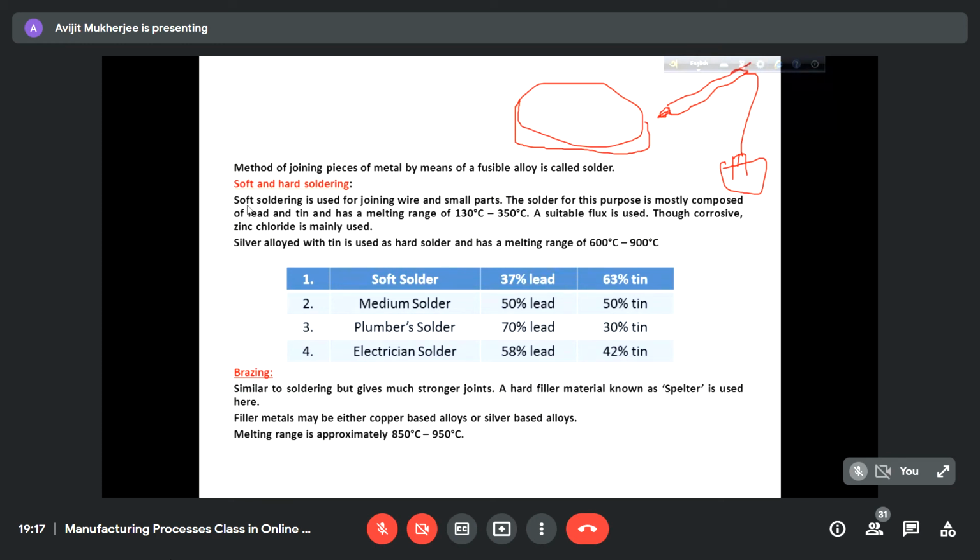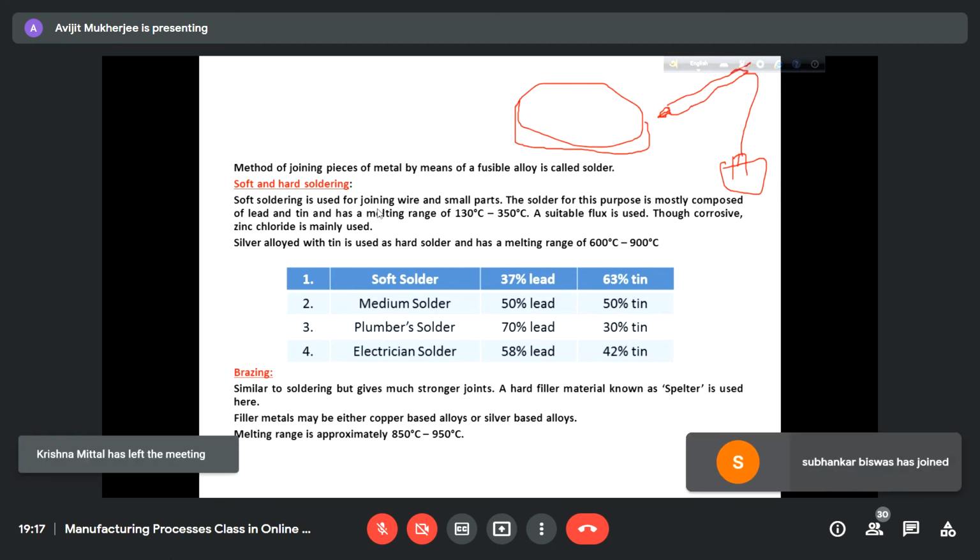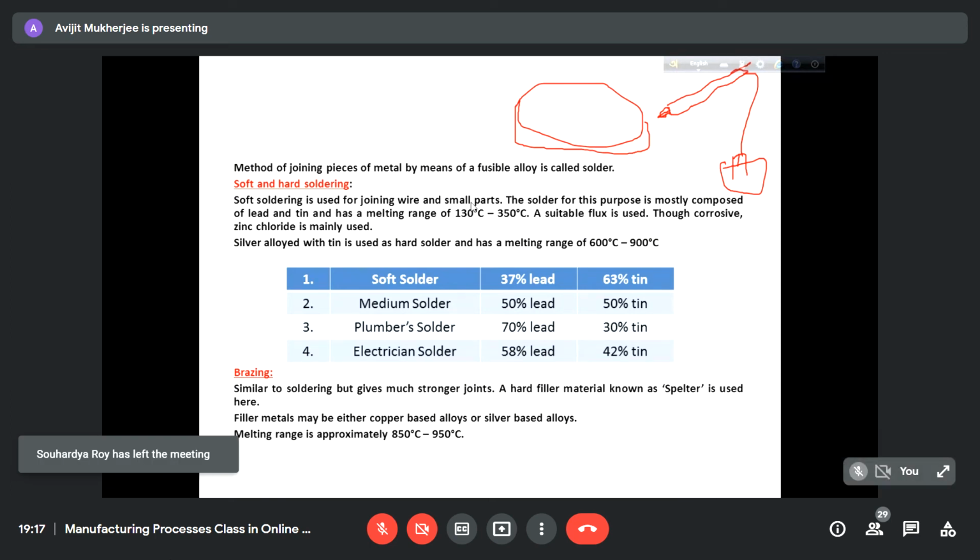What is soft solder? Soft solder is only used for joining wire. Electricians use this soft solder for wire or very small parts. Plumbers are also using it. Soft solder material is a mixture, an alloy, a composition of lead and tin mainly. This lead and tin.